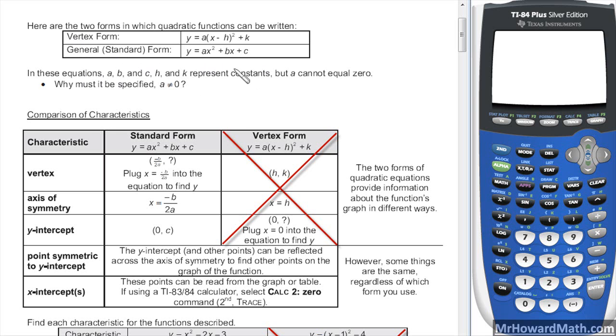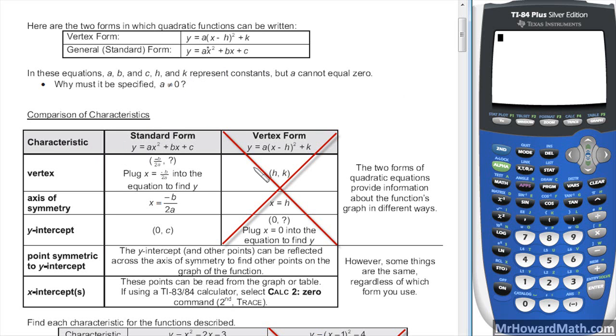a, the b, and the c are constants. The a value cannot be 0 because if the a value is 0, it would be 0 times x squared, and therefore we wouldn't have a squared term, so we would just be left with a linear equation. So to be a quadratic in standard form, this a value must not be 0. It can be anything else, it just can't be 0.